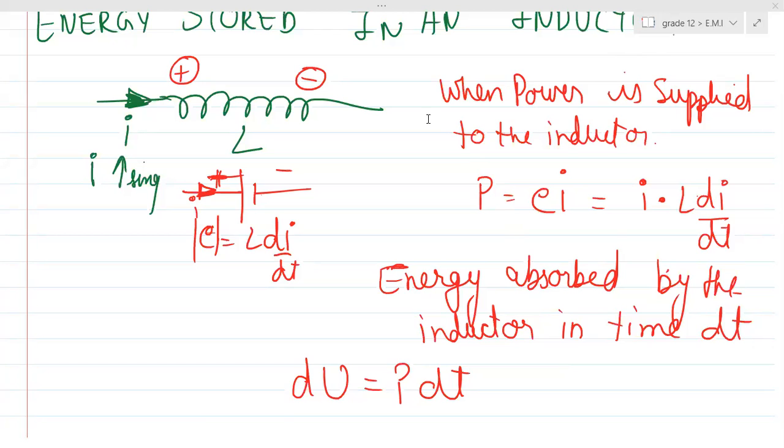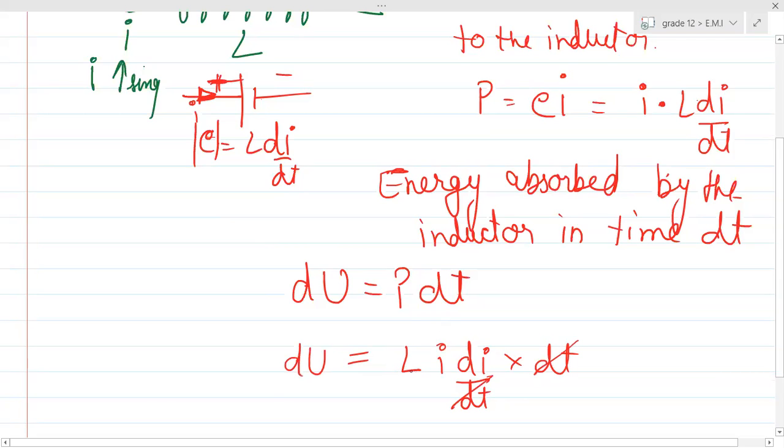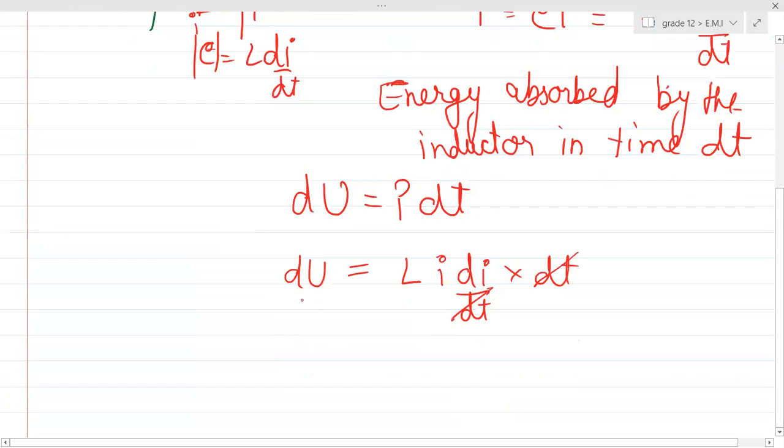So dU is basically P into dt. Now, what was the power? It was L into I into di by dt, multiplied by dt. Yes or no, guys? This dt and this dt will get cancelled, and the energy is basically L into I dI. Now what will you do?